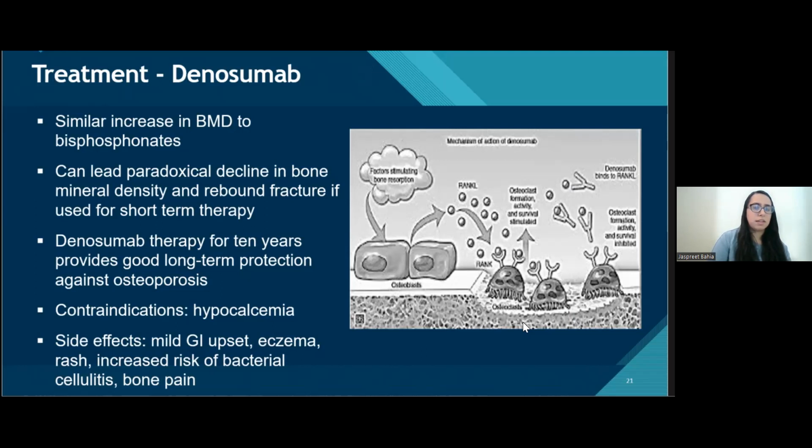From what I've seen in the literature, denosumab therapy for 10 years provides good long-term protection against osteoporosis. Some contraindications to denosumab are hypocalcemia, and some side effects to counsel your patients on are mild GI upset and increased risk of bacterial cellulitis.